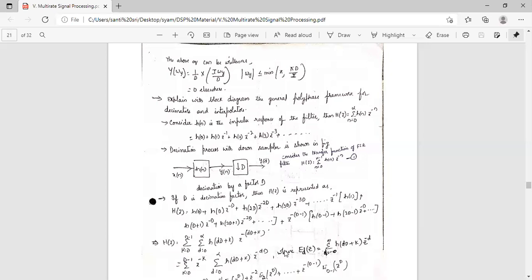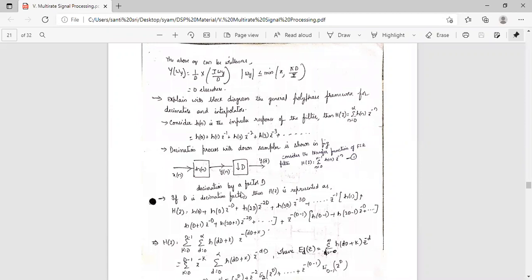The decimation process with the downsampler is shown in the figure, that is h of n, the anti-aliasing filter, followed by the downsampler. So x of n goes into h of n. Here the output of this filter is y of n, and this is the downsampler, and the output of this one is y of n. Consider the transfer function of the FIR filter, that is H of z is equal to sigma n equal to 0 to N minus 1 h of n into z power minus n. That is equation number 1.